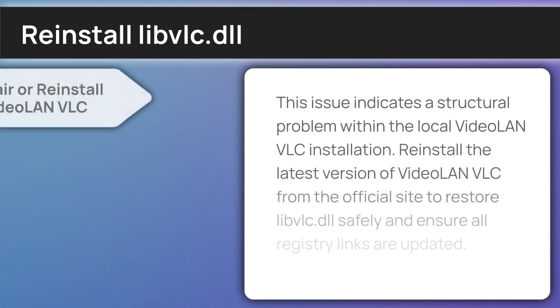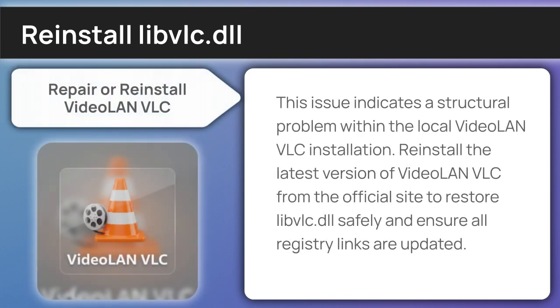Third-party application errors like this are best fixed by reinstalling the affected software suite. Download and reinstall the latest version of VideoLAN VLC to restore the Libvlc DLL library without risking system instability.